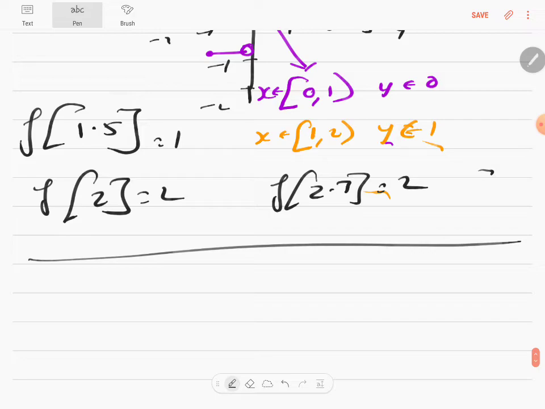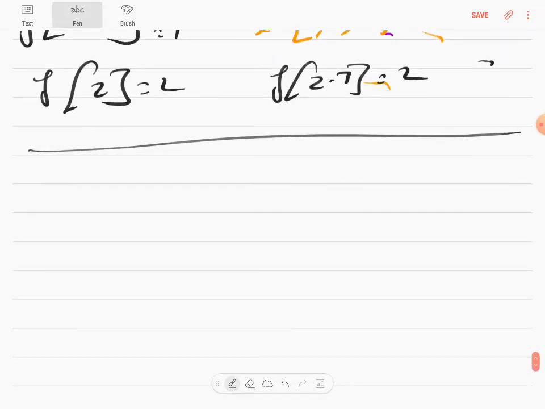going back to functions. Exercise functions is here. Exercise 2.3. So let's go to it.